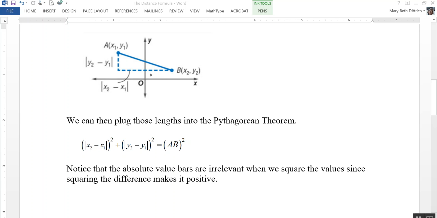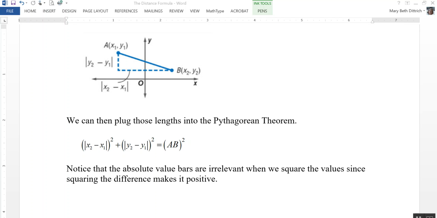So the length of the horizontal segment is the absolute value of x2 minus x1, and we square that since that's a leg of the right triangle, plus the length of the vertical segment, the absolute value of y2 minus y1, squared because we're going to square that. We add those together, that equals the length of the hypotenuse squared.